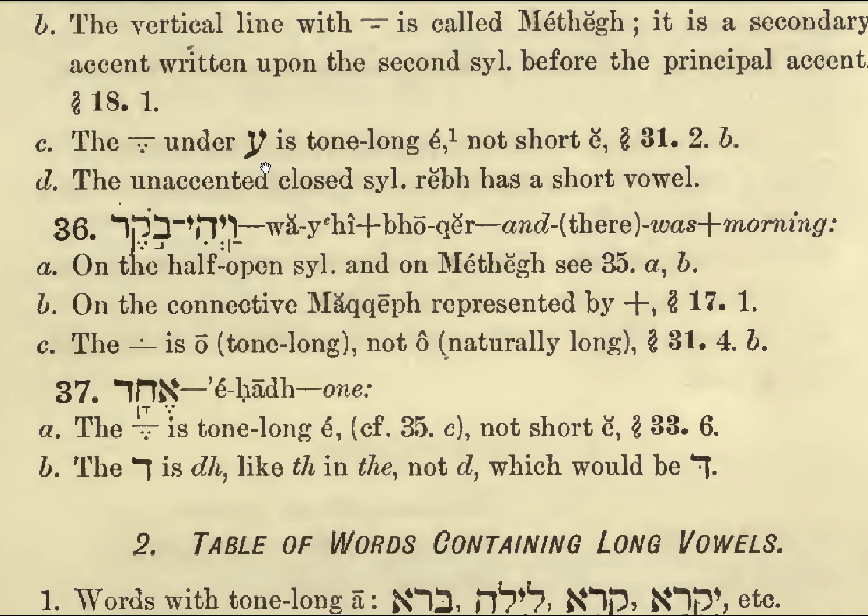The e under the ngayin is a tone long e, not a short e. Ngereb. The unaccented closed syllable reb has a short vowel because it has no accent and it's closed. Reb, not reb.